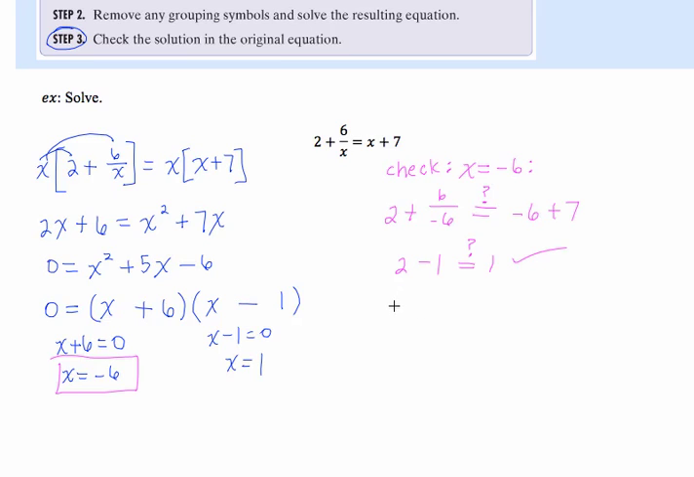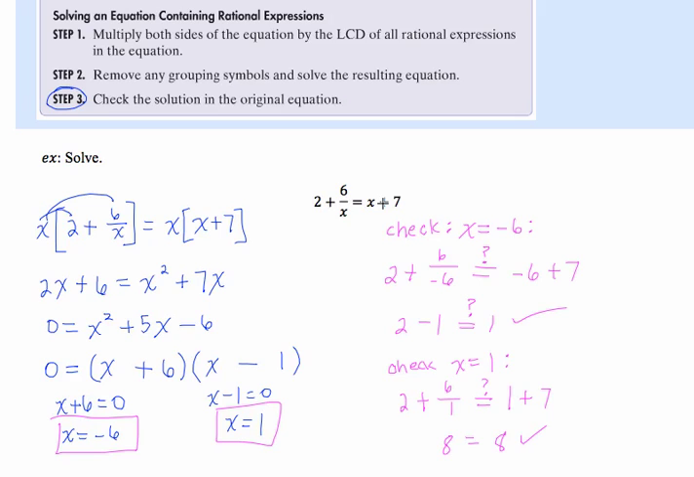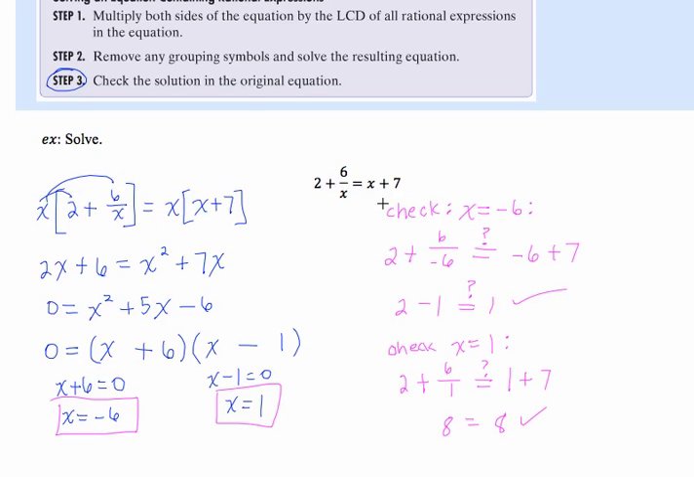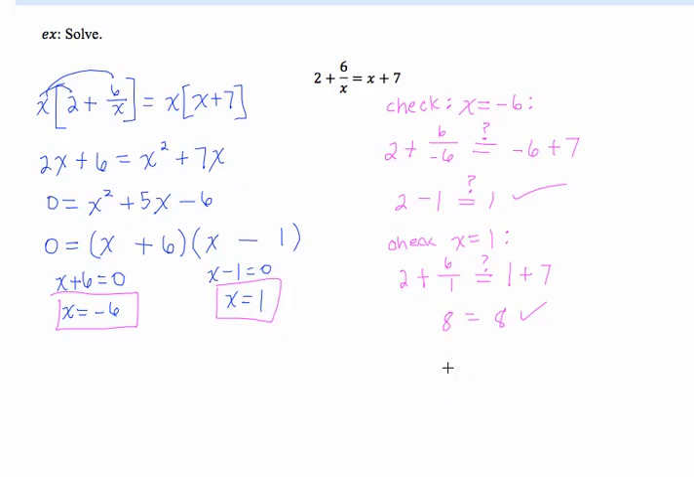So the other one is checking x equals 1. Let's plug that in and see. We have 2 plus 6 over 1. Does that equal, big question mark because we don't know, we're checking. Does that equal 1 plus 7? Let's see, 6 over 1 is 6, so 2 plus 6 is 8, and yes, that does equal 8 equals 8. So that one is a solution as well. So this rational equation right here has two solutions. Negative 6 and 1 are both solutions. All right, so there's your first rational equation solved and both solutions checked.